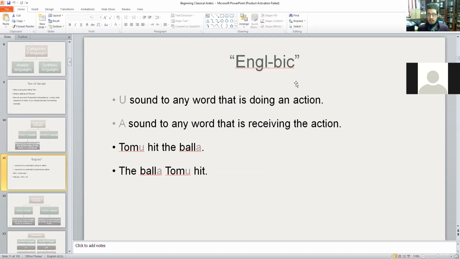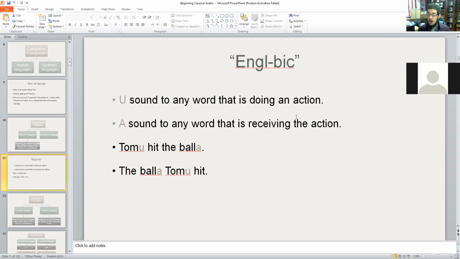So we gave an example. Let's take our English sentence, Tom hit the ball. And we said, let's change this language into a synthetic language. Let's make it into something called Engelbic. And we're going to attach a U sound to the end of any word that is doing an action, and an A sound to any word that is receiving the action.